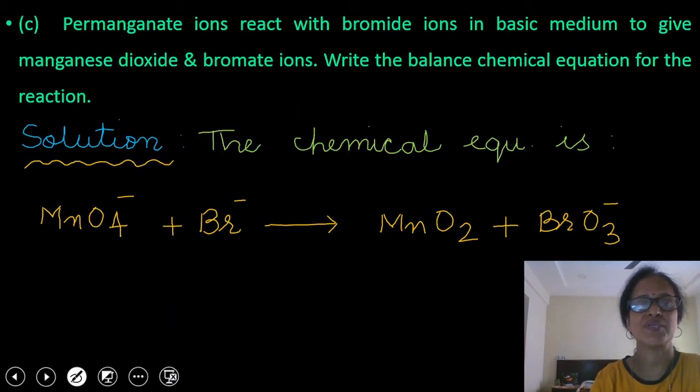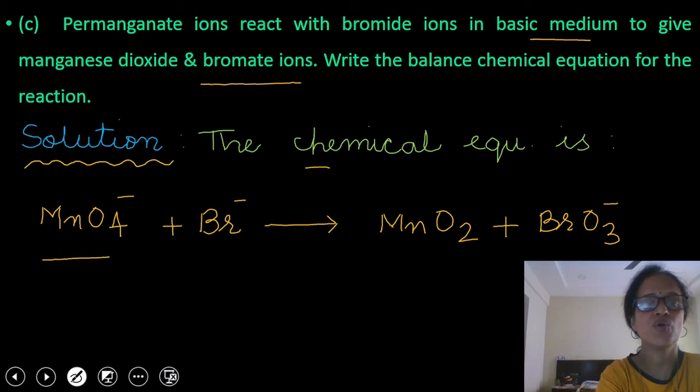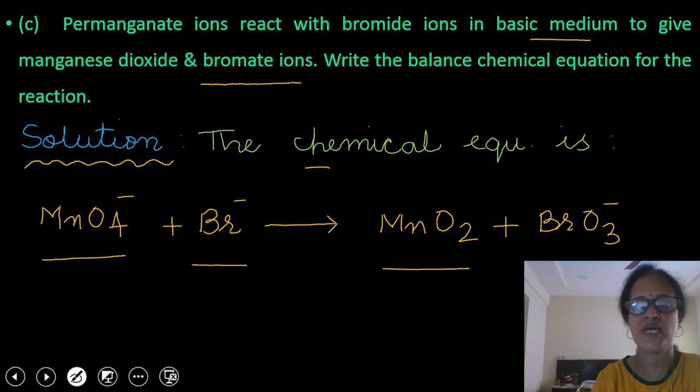Now the next question: permanganate ion reacts with bromide ion in basic medium to give manganese dioxide and bromate ions. Write the balanced chemical equation for the reaction. Student, this is your NCERT problem. First thing is that we have to write the skeletal equation. In this question, the skeletal equation has not been given to you, so you have to write the skeletal equation first. Permanganate ion is MnO4 minus, bromide ion is Br minus, manganese dioxide is MnO2 and bromate ion is BrO3 minus.